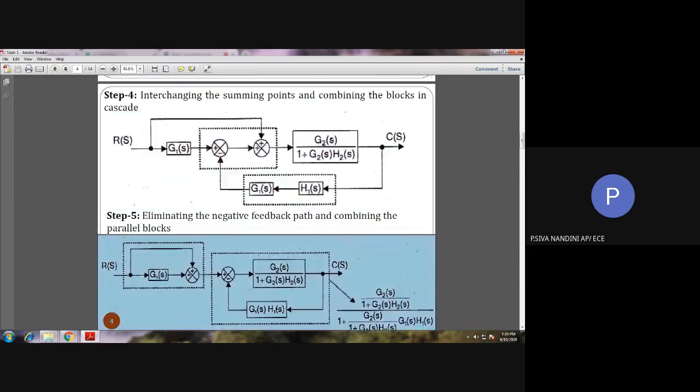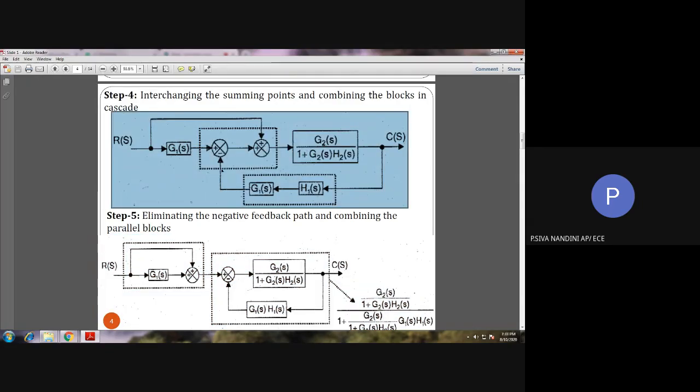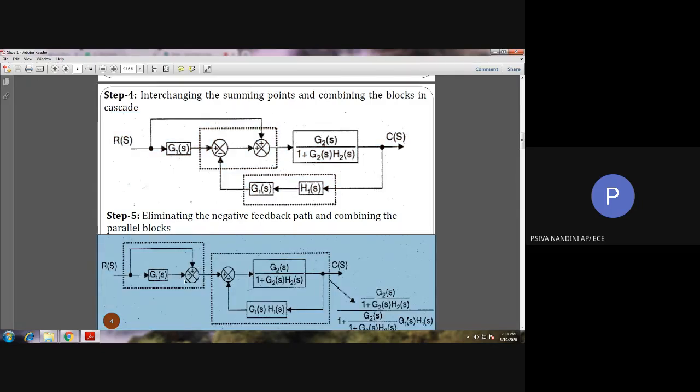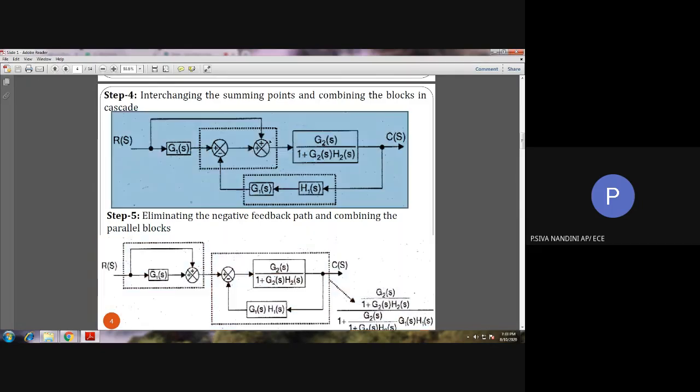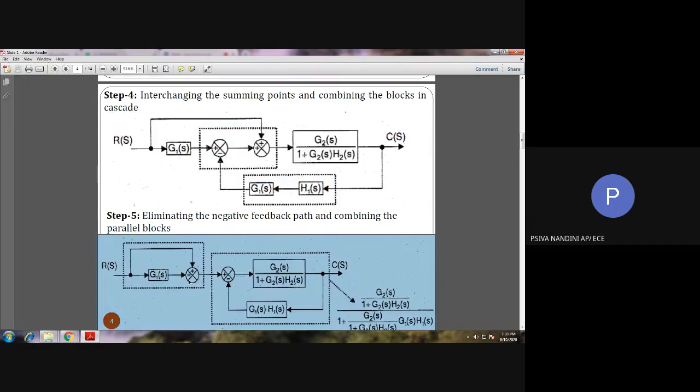See here, in step 5, we obtained G1 of S into H1 of S. And here, the summing point is to be interchanged. For interchanging a summing point, if you check the rule, the corresponding input to the summing point should be the same. So, with that in mind, we have moved the second summing point with the plus and plus sign to the first position.